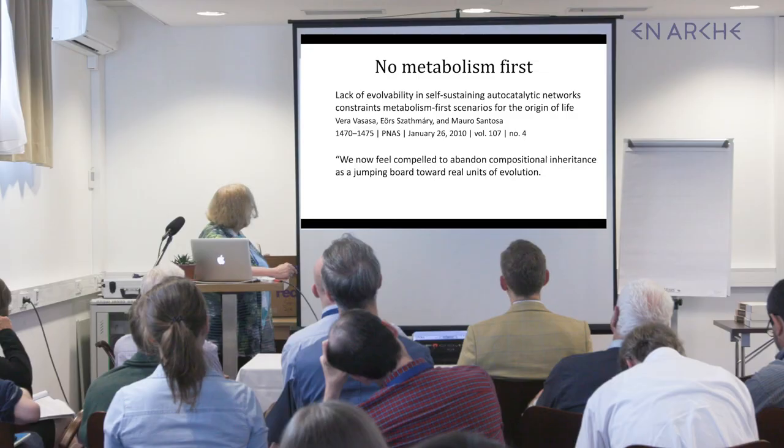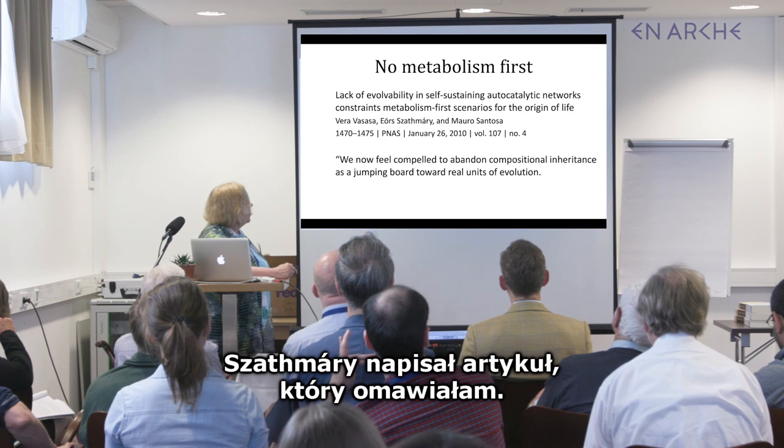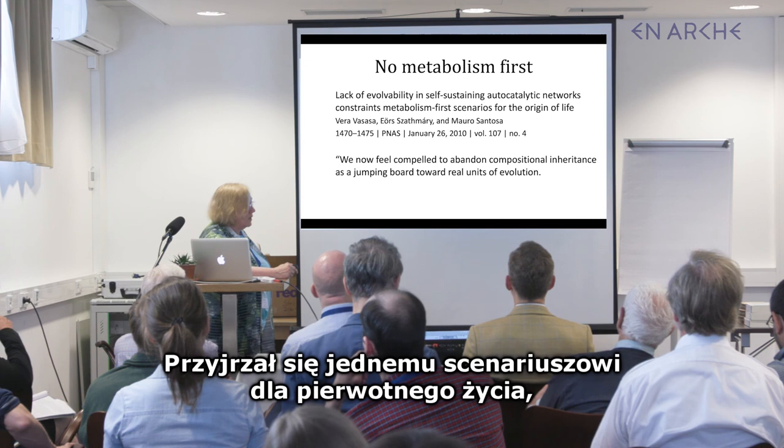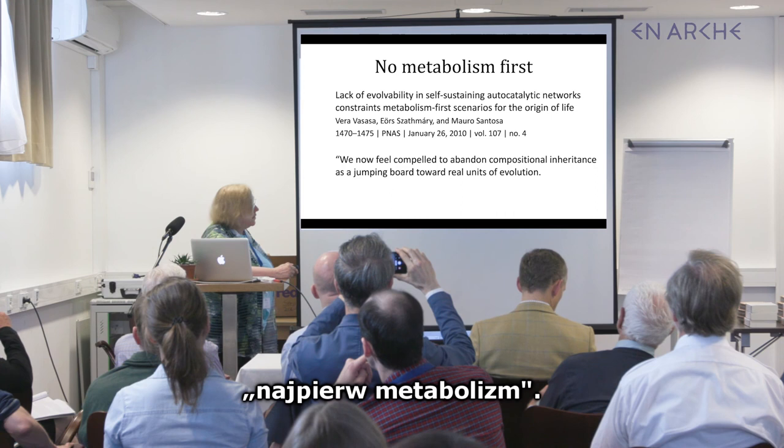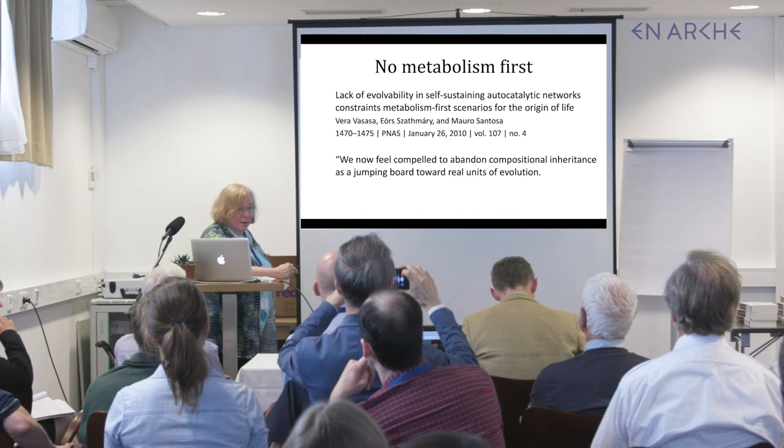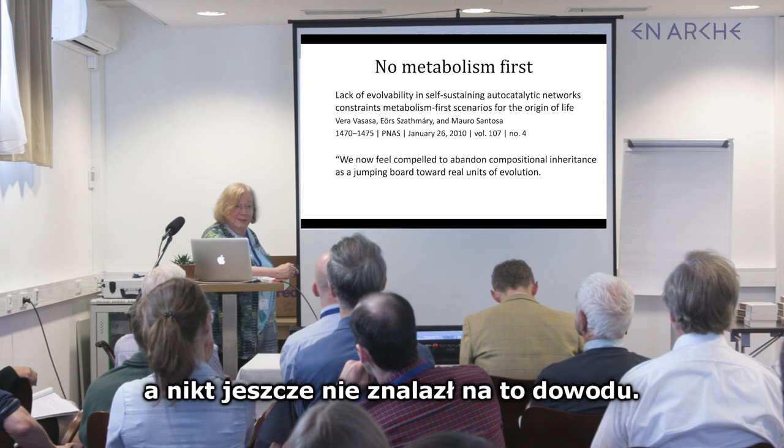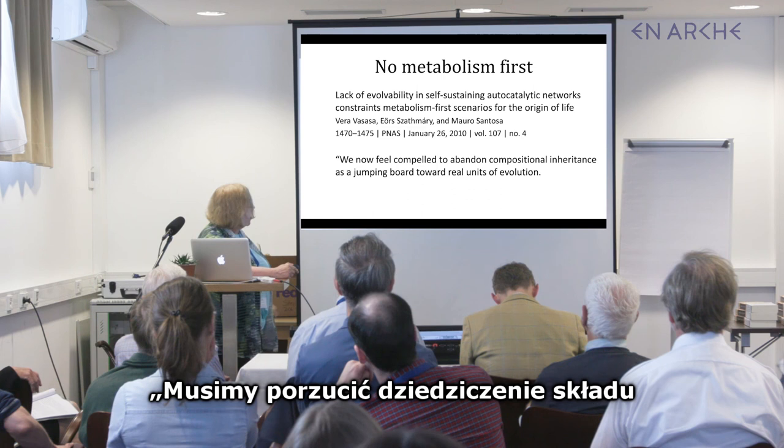Okay, I bring this in. The same group, Szathmáry, that did the paper I worked on, looked at one of his scenarios for first life, metabolism first, and they came to the conclusion that metabolism first won't work. That leaves you with replication first, and nobody has an answer to that yet. We now feel compelled to abandon compositional inheritance as a jumping board towards real units of evolution.